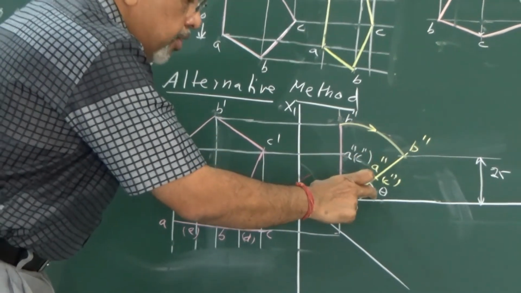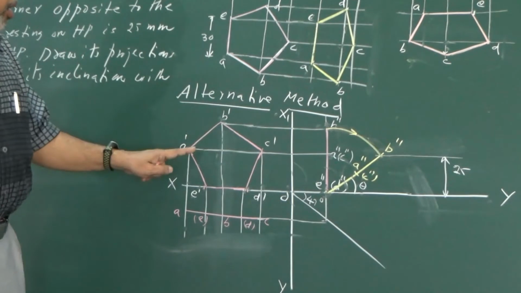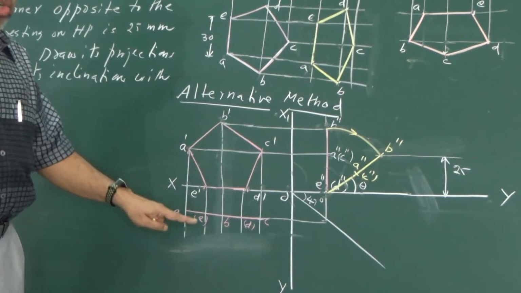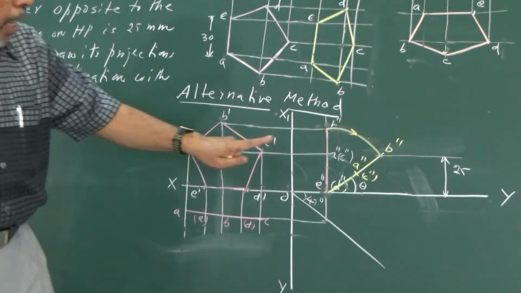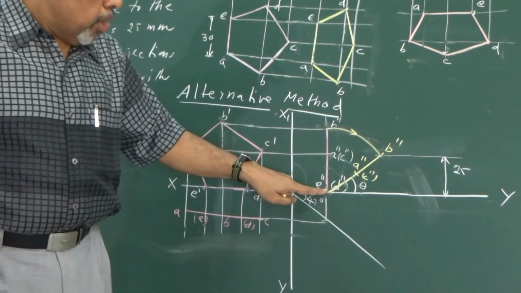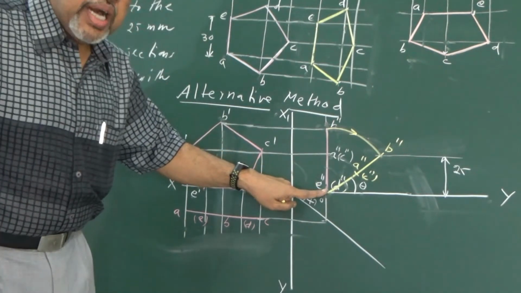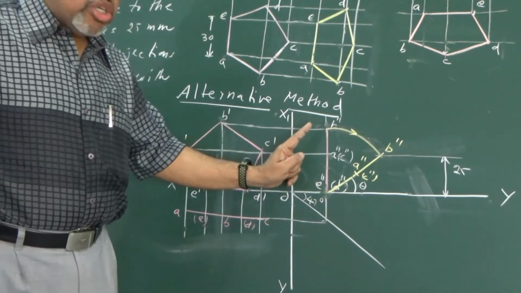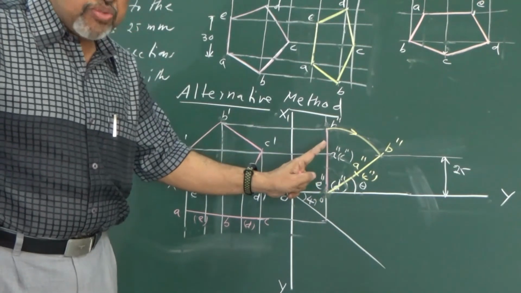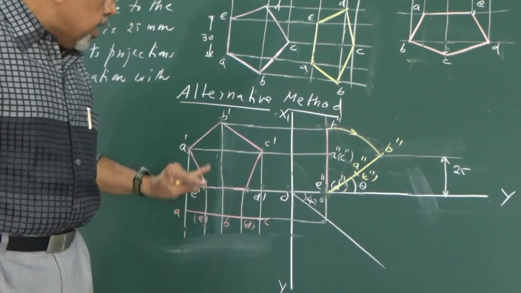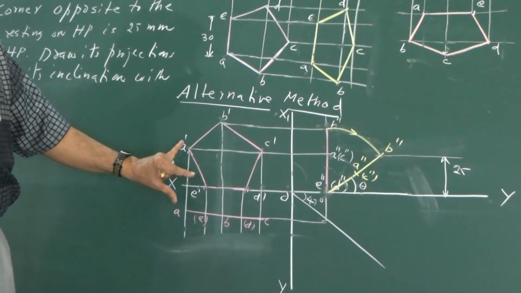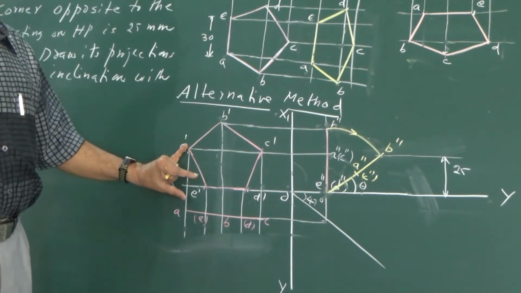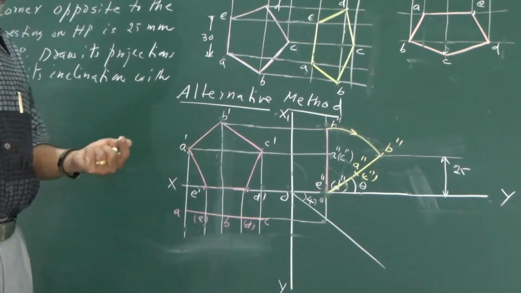Since it is inclined to HB, what will happen to the corresponding front view as well as top view? Since now the lamina is inclined to HB, and not only that, it is inclined to VP also. Since it is inclined to both HB as well as VP, we are going to see the lamina in smaller sizes in both top view as well as in the front view. Now I need to get the front view. How to get the front view?